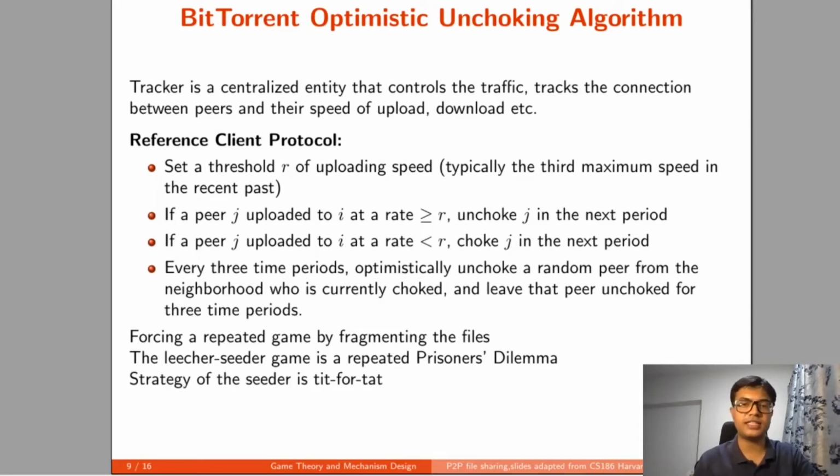So tit-for-tat is a standard technique for the repeated prisoner's dilemma. It says that there are two strategies: cooperate and defect. If you cooperate, then I will also cooperate. The moment you start defecting, I will also defect, until the point you start cooperating again.